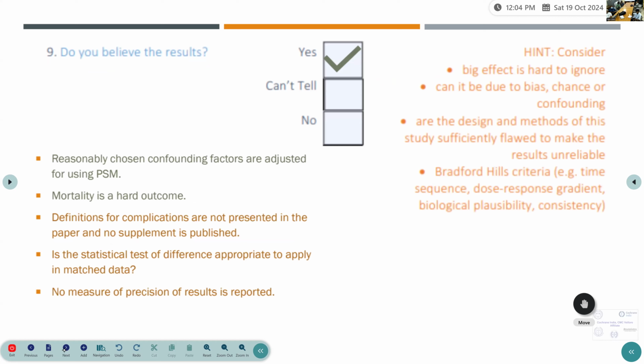So do we believe these results? Now, what was good in this study was they have chosen confounding factors which are reasonable, and they have adjusted for these confounding factors using the propensity score matching method. And mortality is a hard outcome. However, the definitions for complications are not presented in this paper. The statistical test of difference that they used may not be appropriate for matched data, and they have not reported a measure of precision for anything other than matched mortality.